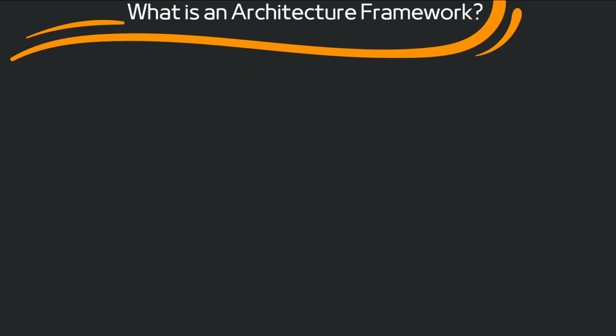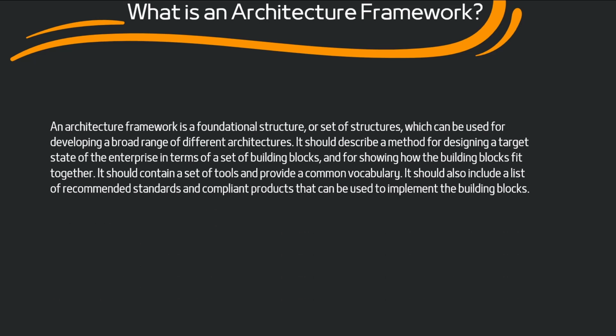What is an architecture framework? An architecture framework is a foundational structure or set of structures which can be used for developing a broad range of different architectures. It should describe a method for designing a target state of the enterprise in terms of a set of building blocks and for showing how the building blocks fit together. It should contain a set of tools and provide a common vocabulary. It should also include a list of recommended standards and compliant products that can be used to implement the building blocks.